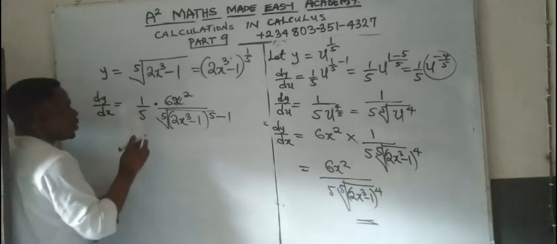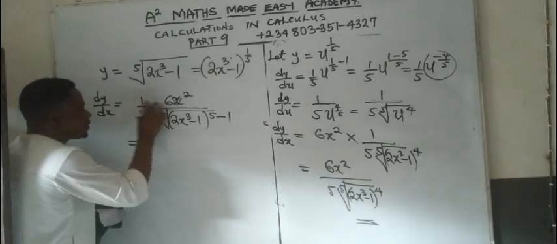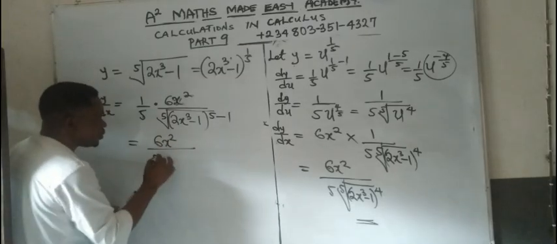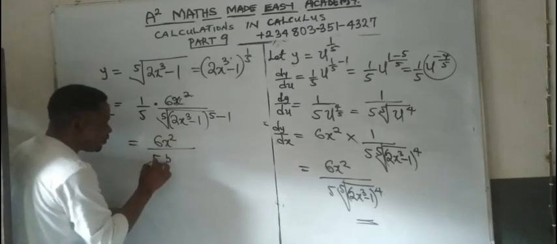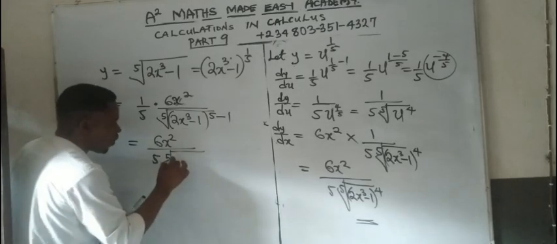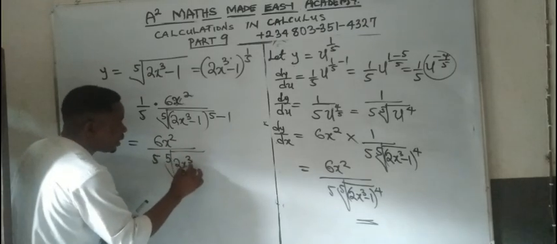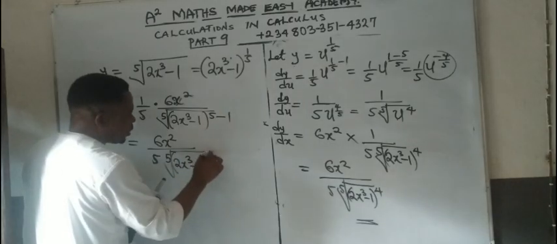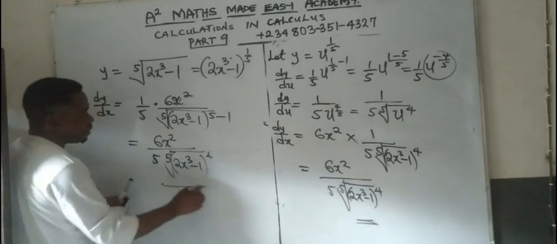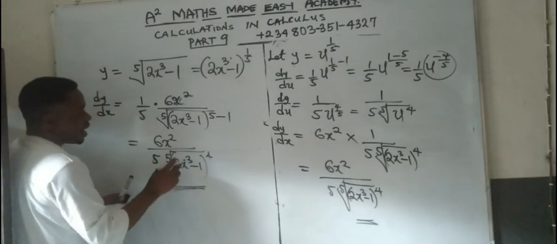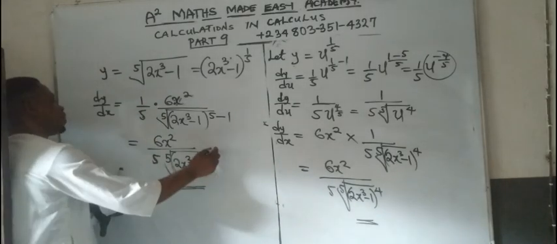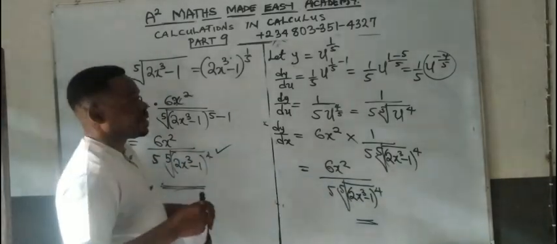Then if you continue, what do we say now? I will now say 1 times 6x squared is 6x squared all over 5 multiplied by the fifth root of 2x to the power 3 minus 1, close the bracket. Then 5 minus 1 is equal to 4. Do you appreciate that? Now that is the final answer. Do this and this correspond? Wow. Are they not the same thing? This is called shortcut.